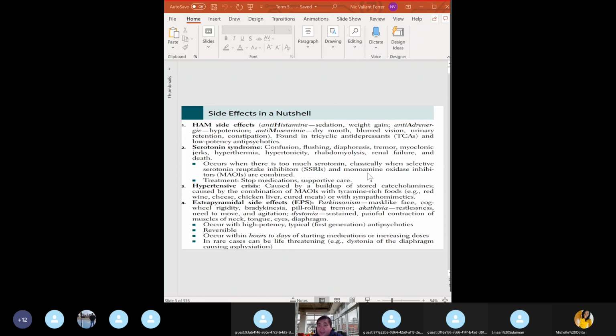So EPS: Parkinsonism, akathisia, dystonia. Parkinsonism, think mask-like face. They have cogwheel rigidity and bradykinesia. Commonly, you can see pill-rolling tremor. Akathisia just means restlessness. They need to move. They can't sit still, and have agitation. Dystonia is a sustained, painful contraction of the muscles of the neck, tongue, eyes, and diaphragm. Don't forget in the vignette, oculogyric crisis. So their eyes move upwards, like that.